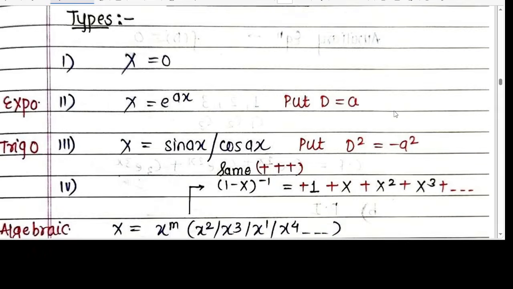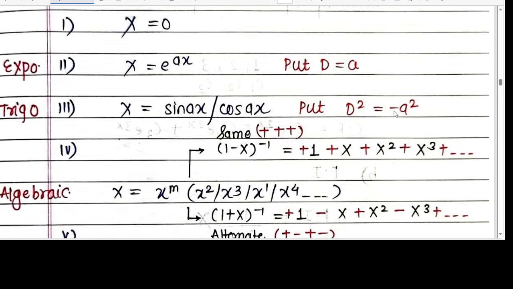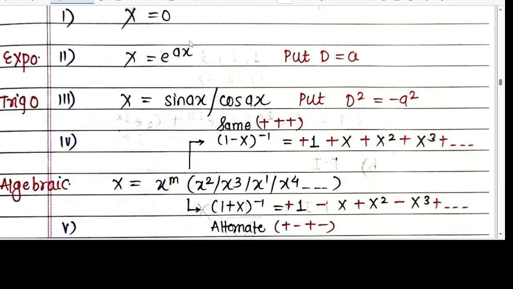Next, suppose capital X is e raised to ax, right? Exponential function. Then we have to replace D by a. Here in f of D, we will replace D by a simply. Special case you have to remember: if this f of D is going to be 0, we have to write x in the numerator and differentiate the denominator and then replace it. This is the special case.